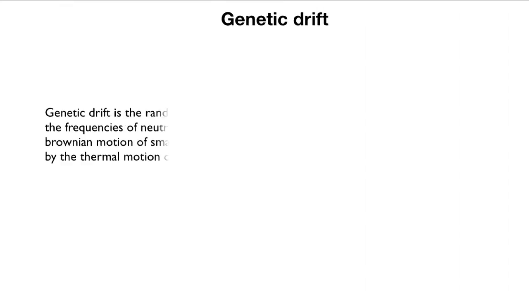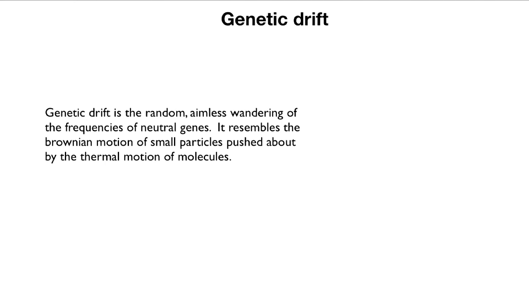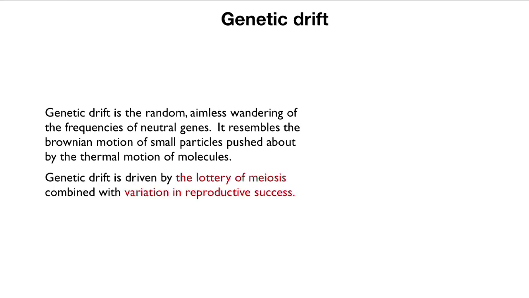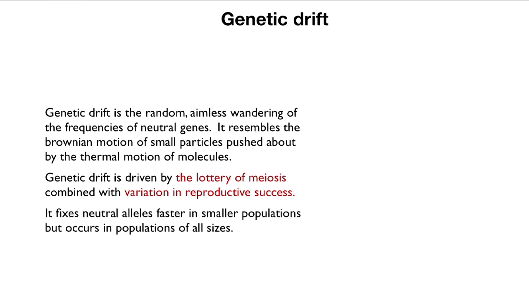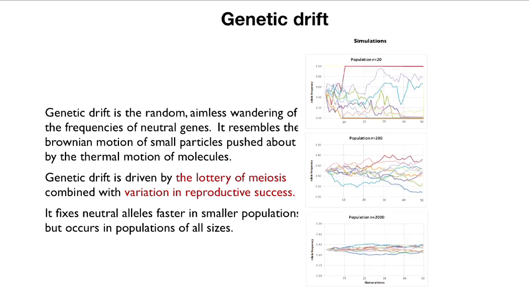What does that look like? Well, it produces an aimless wandering of the frequencies of neutral genes. That resembles the Brownian motion of small particles being pushed around by the thermal motion of molecules. It's driven by these 2 factors, meiosis and variation in reproductive success, and it fixes neutral alleles faster in smaller populations, but it occurs in populations of all sizes.